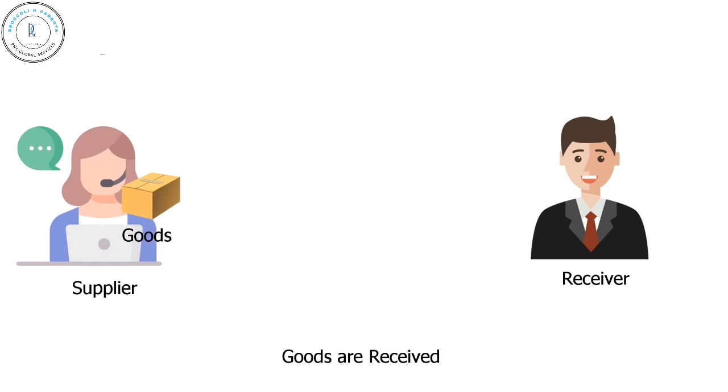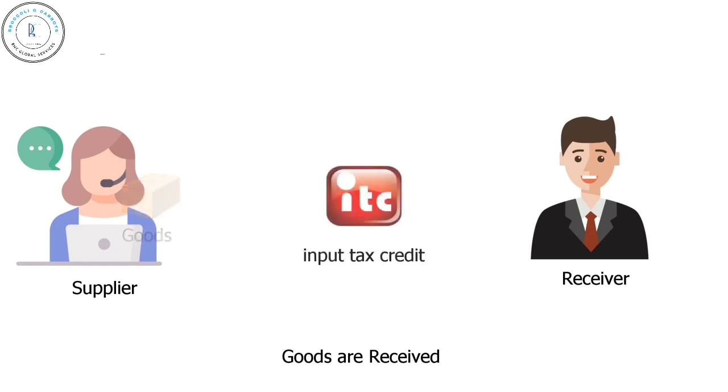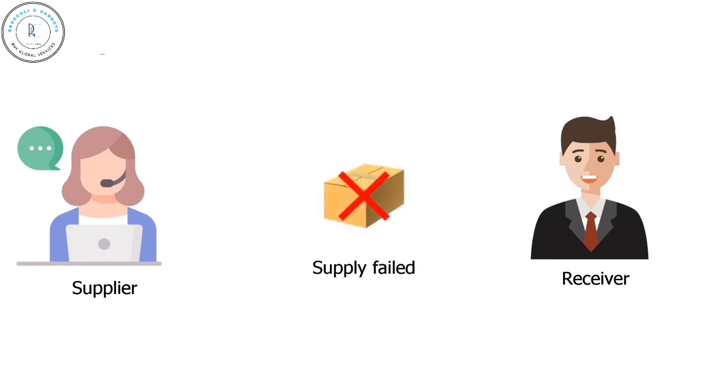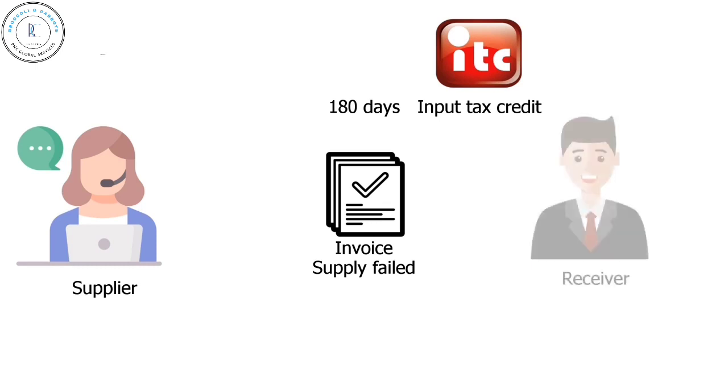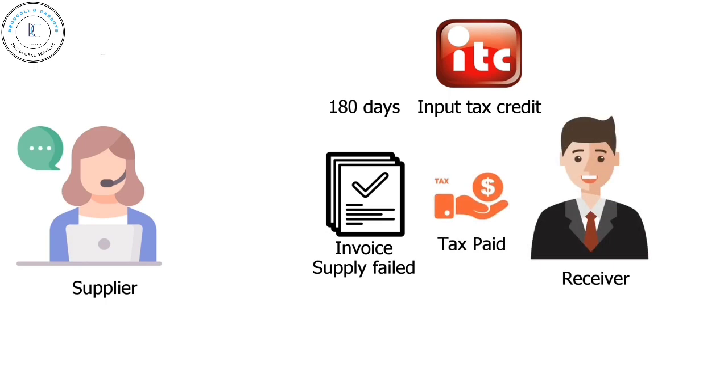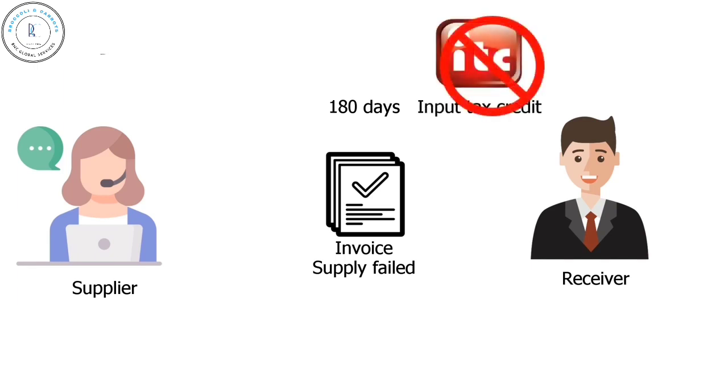Where goods are received in lots or installments, ITC will be allowed to be availed when the last lot or installment is received. On failure of the supplier to supply goods or services within 180 days from the date of invoice, ITC already claimed by the recipient will be added to output tax liability, and interest is paid on such tax involved. On payment to the supplier, ITC will again be allowed to be claimed. No ITC will be allowed if depreciation has been claimed on the tax component of capital goods.